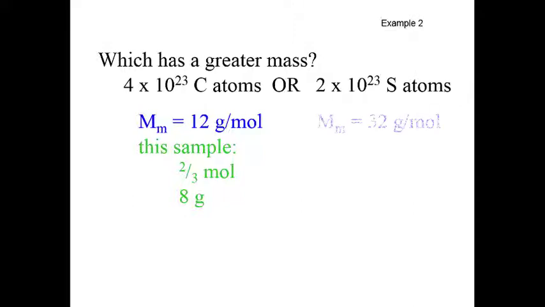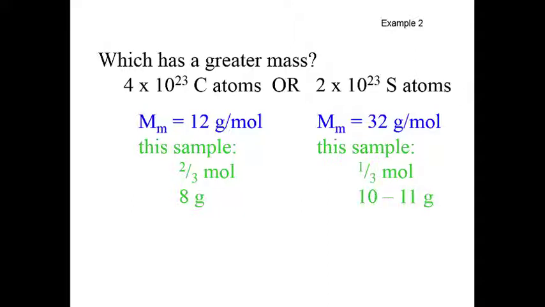For sulfur, the molar mass is 32. Notice that 2 times 10 to the 23rd is 1/3 of Avogadro's number, or 1/3 of a mole. We estimate 1/3 of 32 to be between 10 and 11 grams. We see that the sulfur sample has the greater mass. Even though there are twice as many carbon atoms, since a sulfur atom is more than twice as heavy as a carbon atom, the sulfur sample has a greater mass.